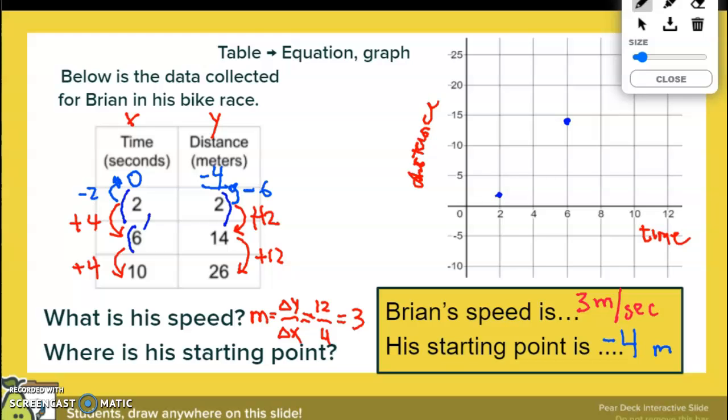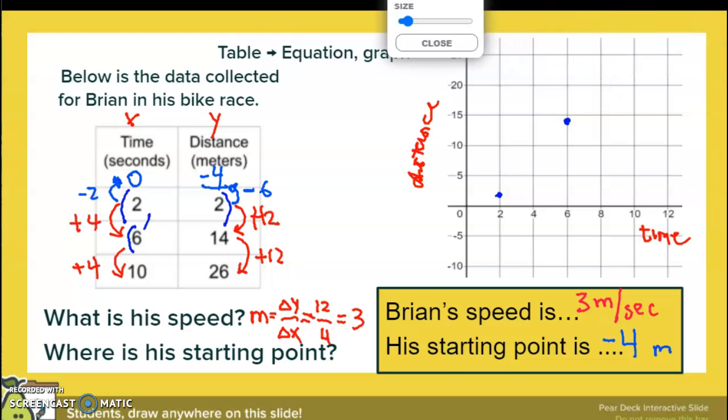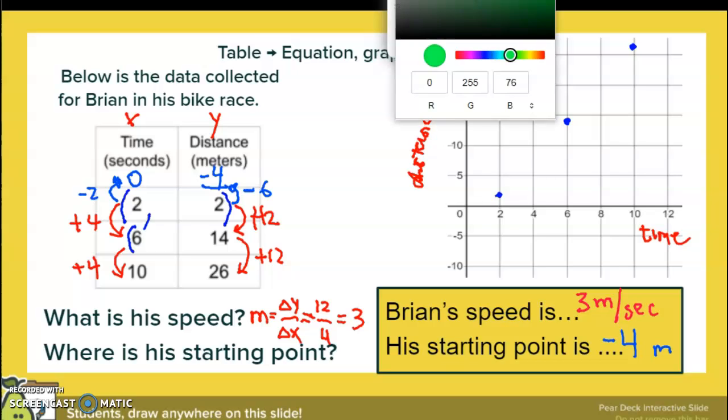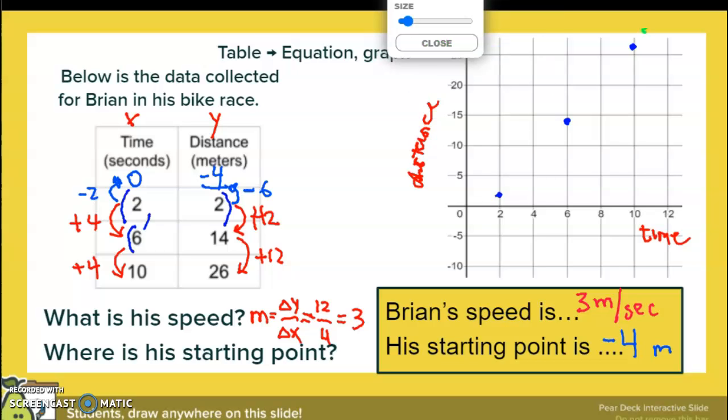Let me move that. Okay, 10 and 26 will be somewhere like this. So that means if I was to draw my line that goes through these points, it will look something like this.